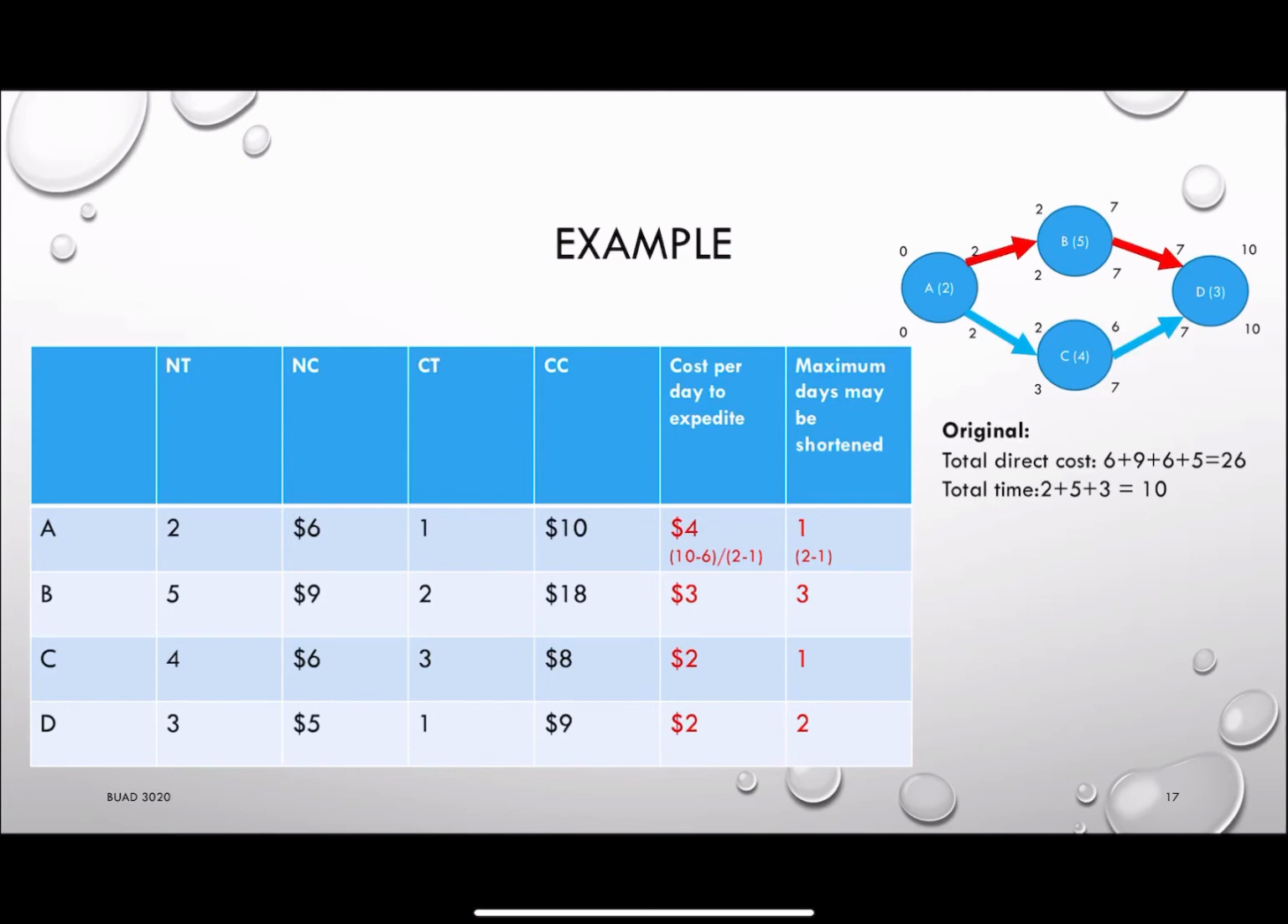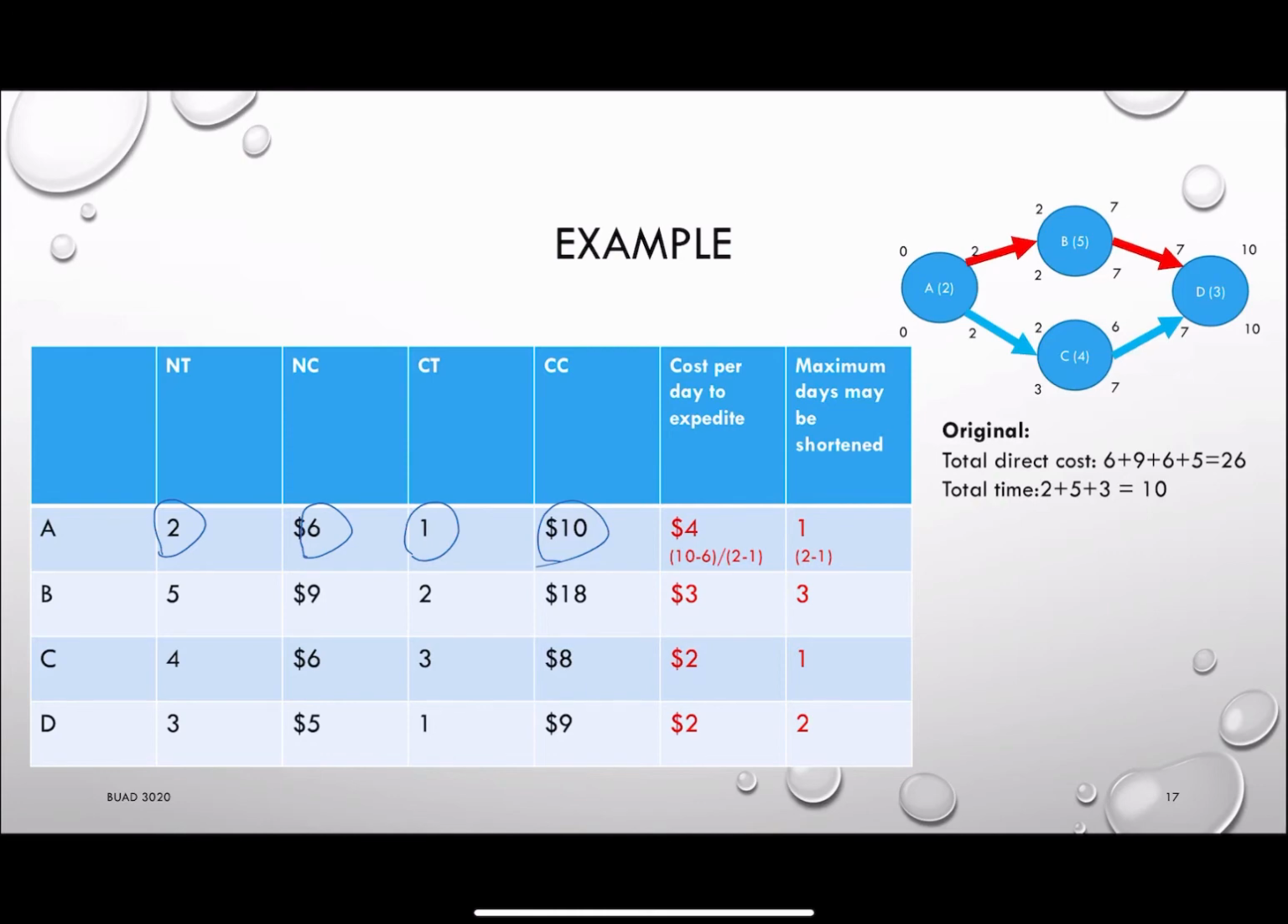So in this case, our critical path will be A, B, and D. So we can start from that. The first thing you want to do is to calculate the cost per day to expedite. So we want to find out how much it will cost to improve 1 unit of time per activity. For example, for activity A, it will be equal to 4, because I know I can reduce time from 2 to 1 if I spend 4 additional dollars. Okay, so 10 subtract 6 divided by 2 subtract 1, that will be equal to 4.